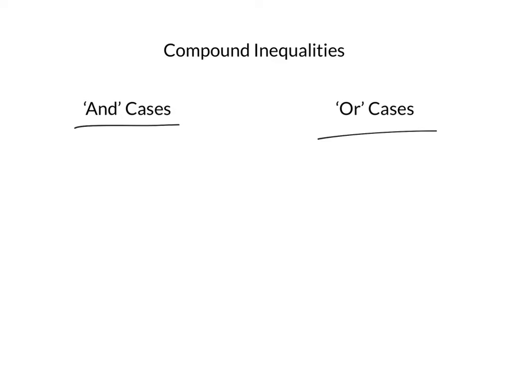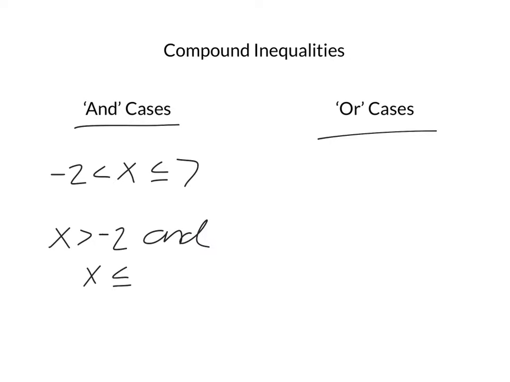But the AND cases, just remember what those look like. There's two different ways you could see it. They could write it all as one inequality, something like negative 2 is less than x, which is less than or equal to 7. They could also write it with the word and, which you don't see quite as much. Something like x is greater than negative 2 and x is less than or equal to 7. So you can see it both of those ways.